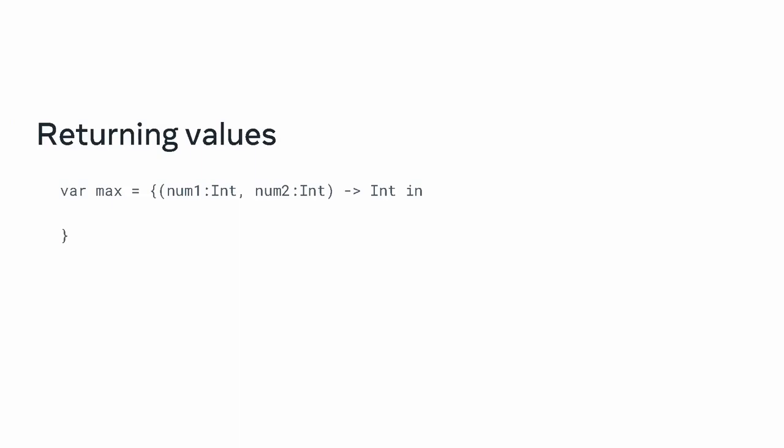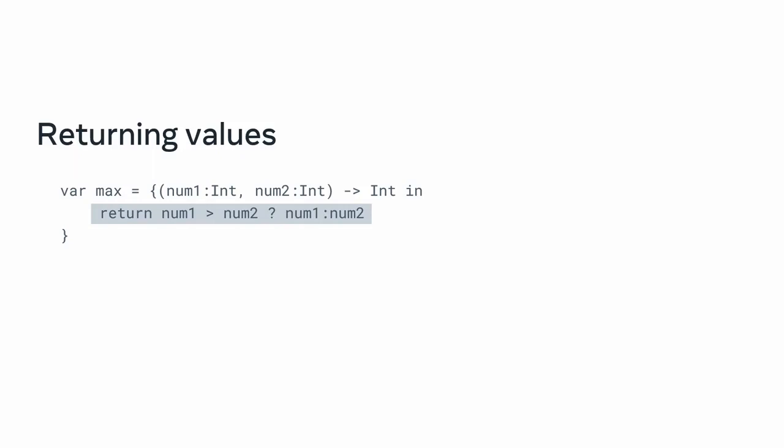You can also return values. For example, suppose you want to return the maximum value between two numbers. First, you create a closure that takes two parameters, num1 and num2, which are both integers. Then you also specify the return type as an Int. Next, you can use the return statement to execute something known as a ternary operator.